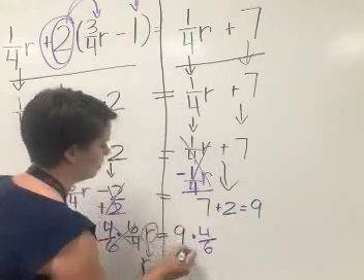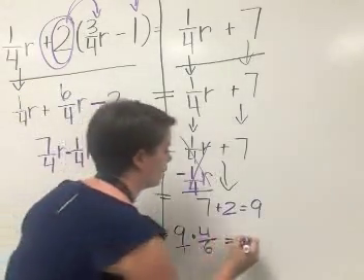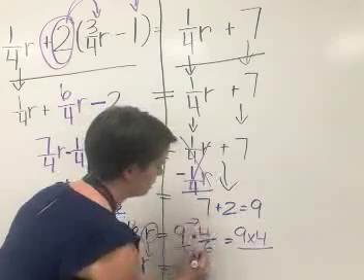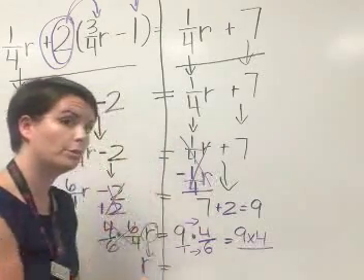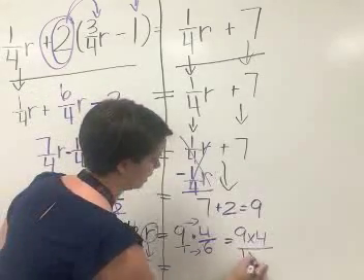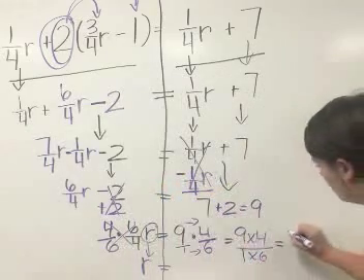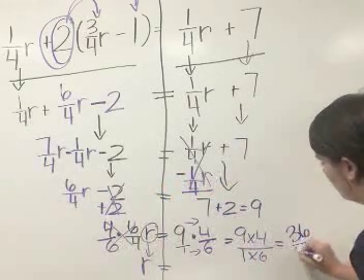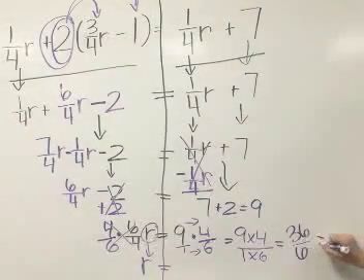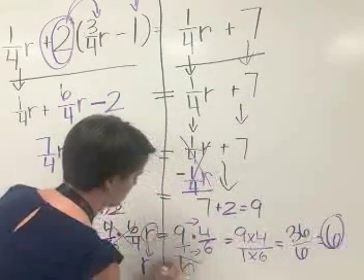Now this 9, we know, is over an invisible 1. So that means 9 times 4 over, because I multiply across with fractions, both the numerator and the denominator. So 9 times 4 and 1 times 6. And I get 36 over 6. Now, can I simplify that? Yes. 6 goes into 36 6 times. So my r equals 6.